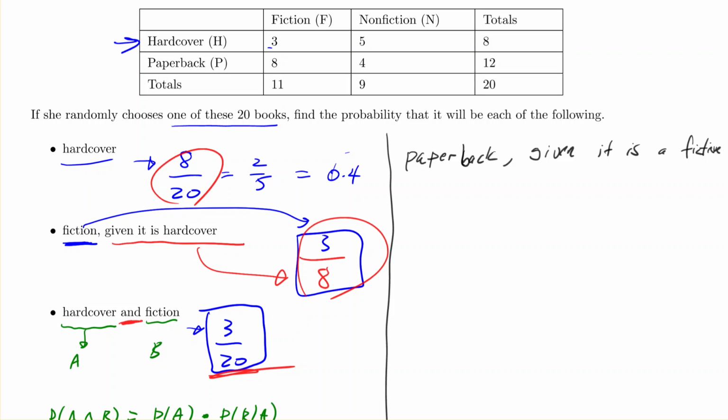Okay, so let me go over this. Paperback. First is given it's a fiction. So that means we're only looking at fiction books. So the sample space, instead of 20, is only 11 total books. So given fiction, what's the probability it's a paperback? Well, there's a total of 8 that are fiction. So 8 out of 11.